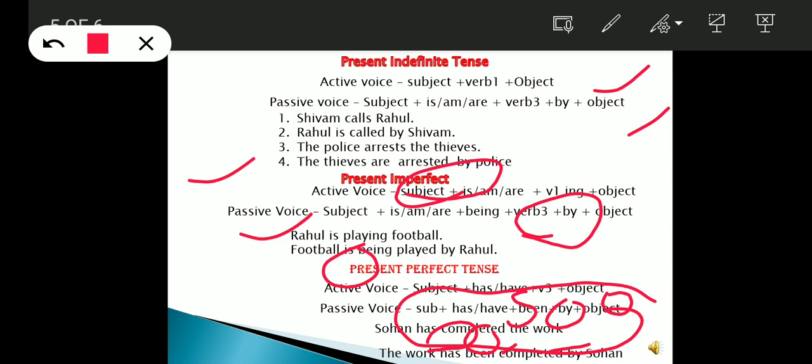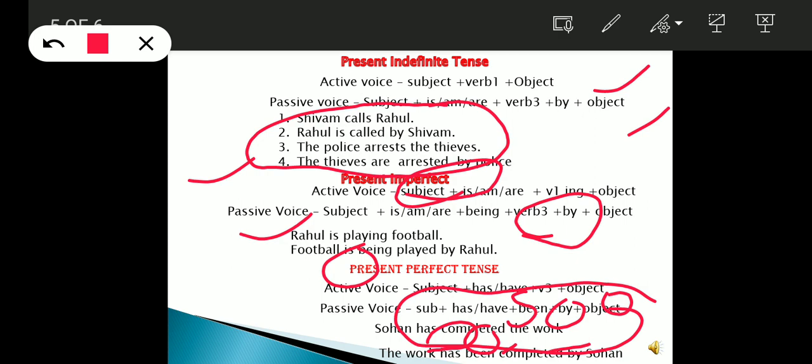Let's take these sentences first, and afterwards we will deduce the rule for changing active into passive when it comes to present indefinite tense. Always remember that in present indefinite tense the first form of verb is used. Now let's see how to change active into passive in present indefinite tense. Shivam calls Rahul. Here Shivam is the subject, Rahul is the object, and according to the rule, the subject will become the object, so Shivam and Rahul exchange places.